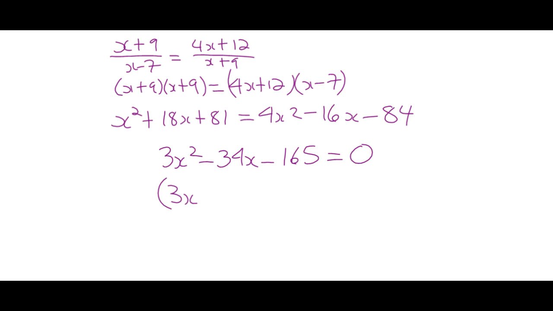Well, so if it factors, there's a 3x and an x. I need 2 numbers to multiply to 165, and they're going to give me a 34. That'll work. So negative 15 and 11. 3x squared minus 45x plus 11x is mine. Okay.